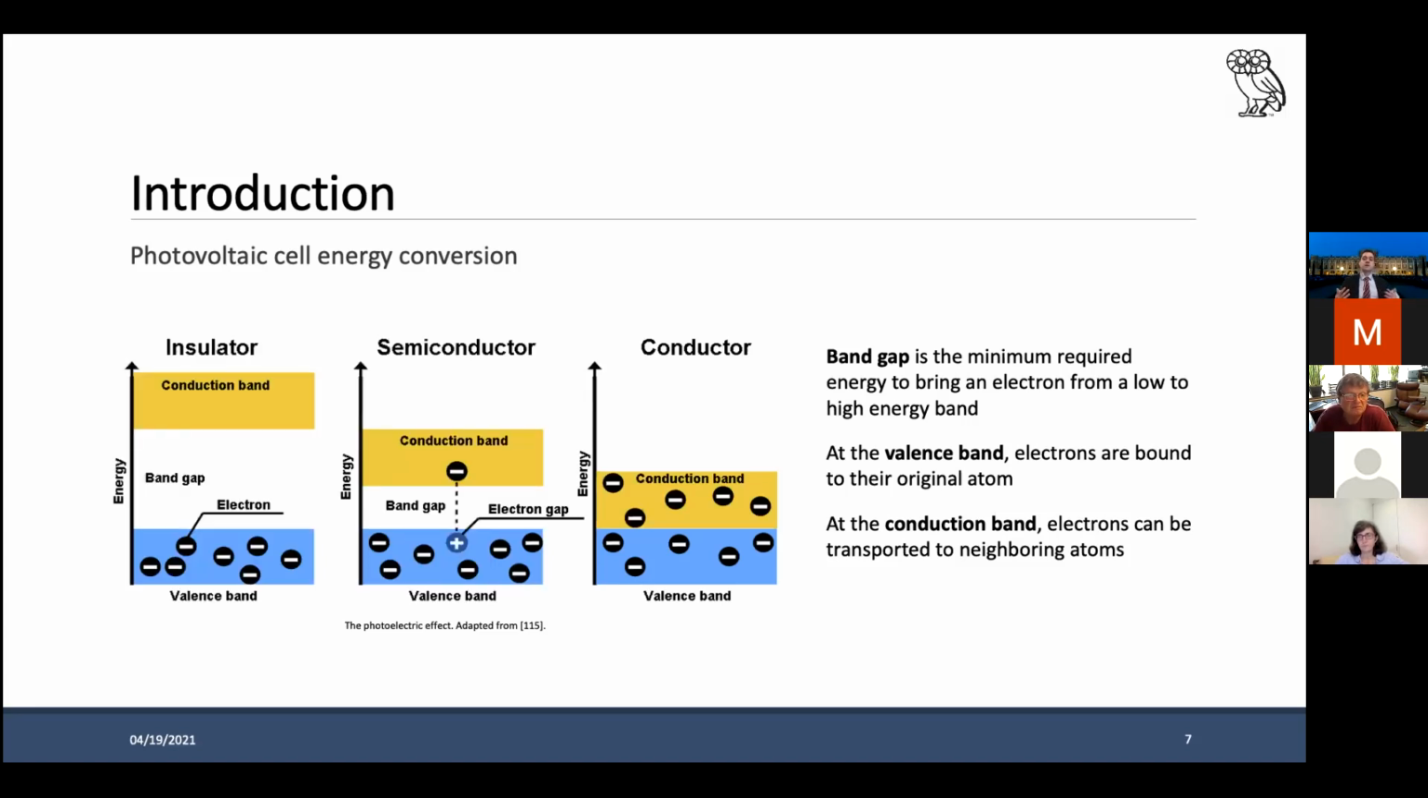Semiconductors, however, are materials that are somewhere between insulators and conductors. There's still an energy gap like we have in insulators, but this energy gap is considerably smaller. What that means is that given a minimum amount of energy equal to the band gap, the electrons in a semiconductor can be transported from the valence band to the conduction band, where they can become an electric current.